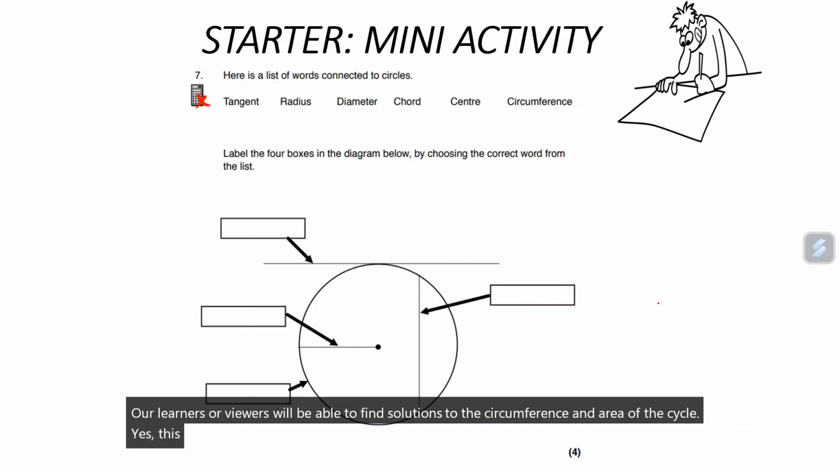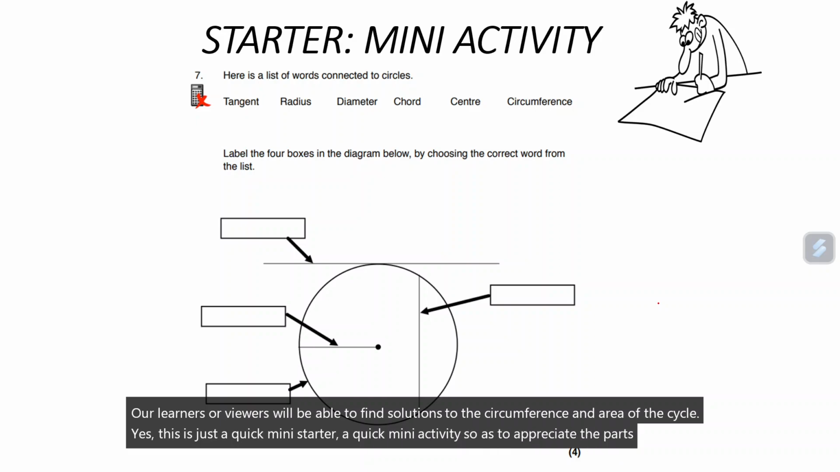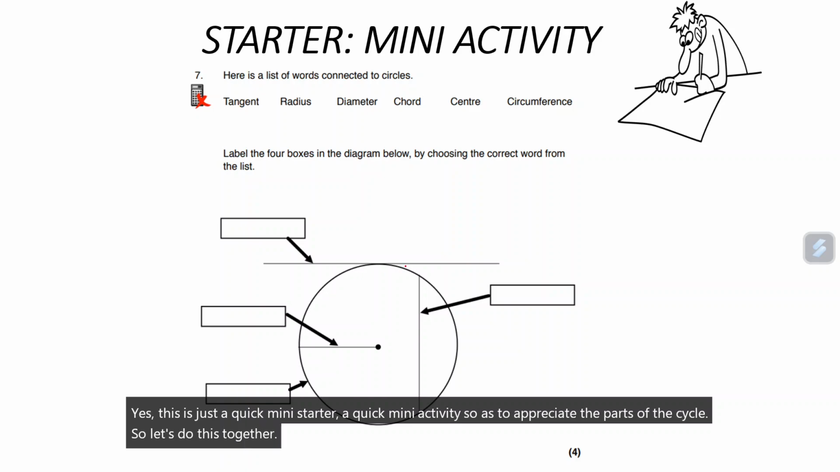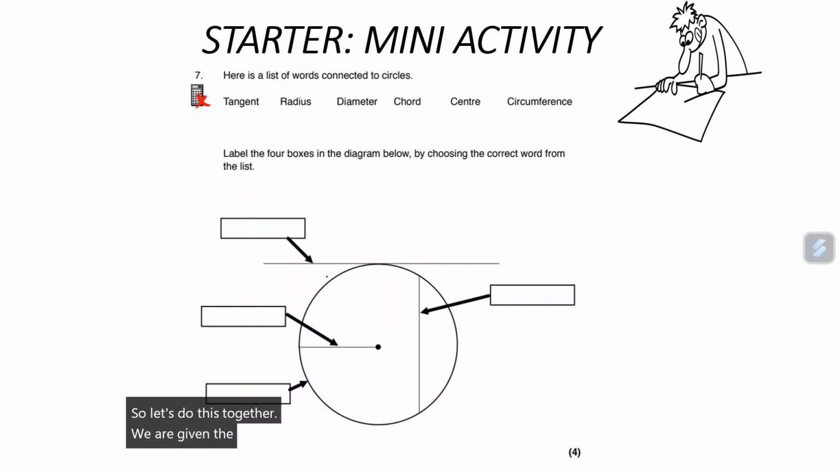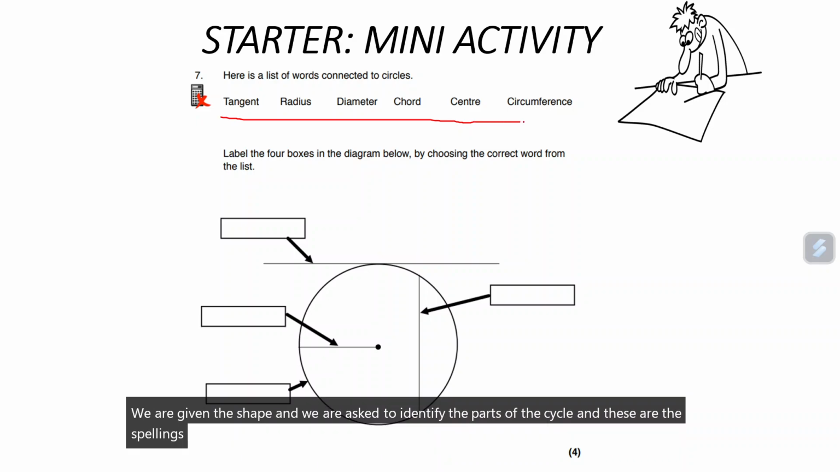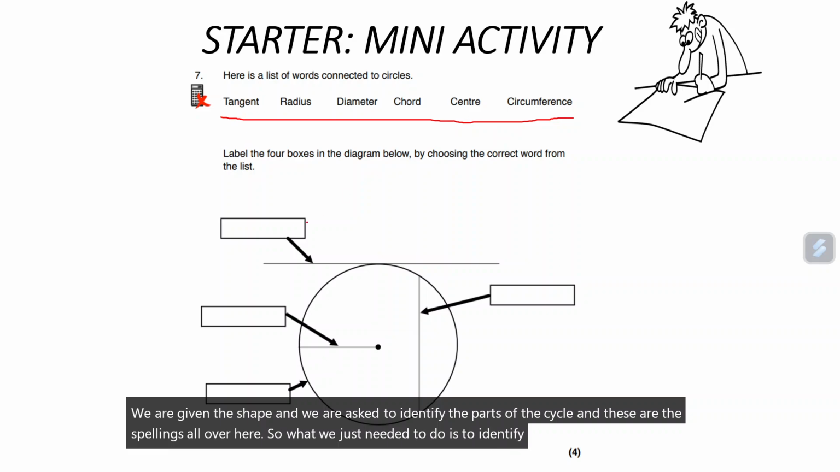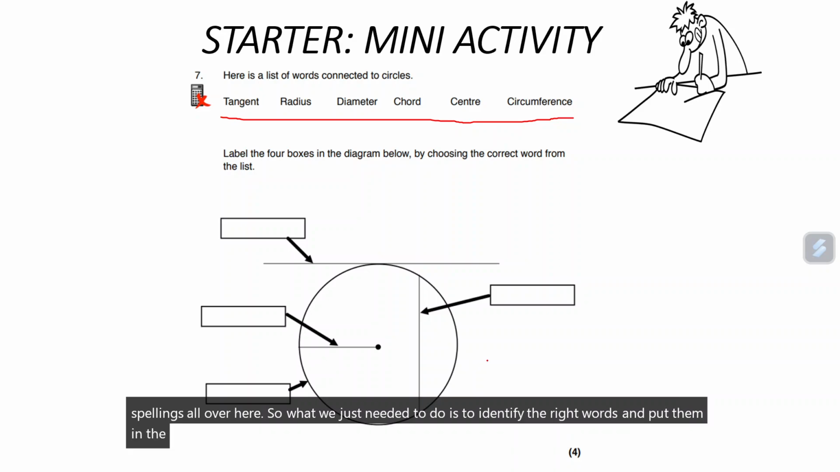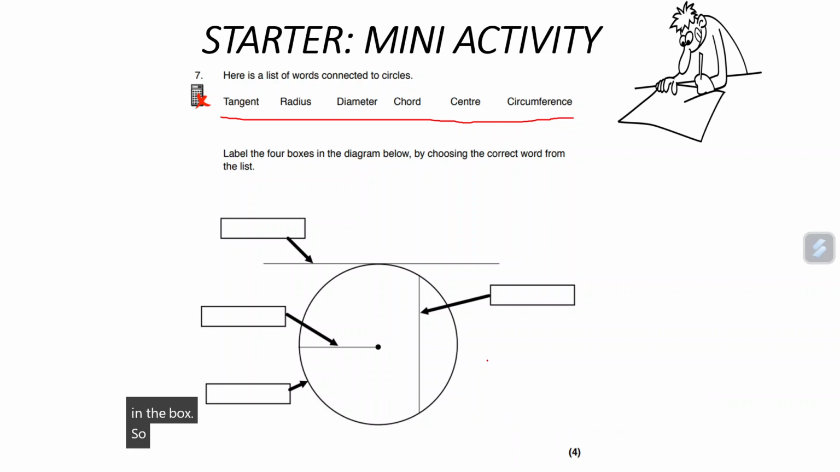This is just a quick mini starter, a quick mini activity so as to appreciate the parts of a circle. So let's do this together. We are given the shape and we are asked to identify the parts of the circle, and these are the words all over here. What we just need to do is to identify the right words and put them in the box. So let's go ahead and see if we can identify them correctly.